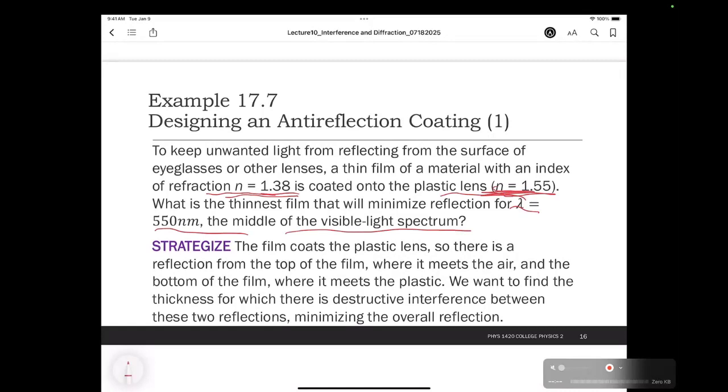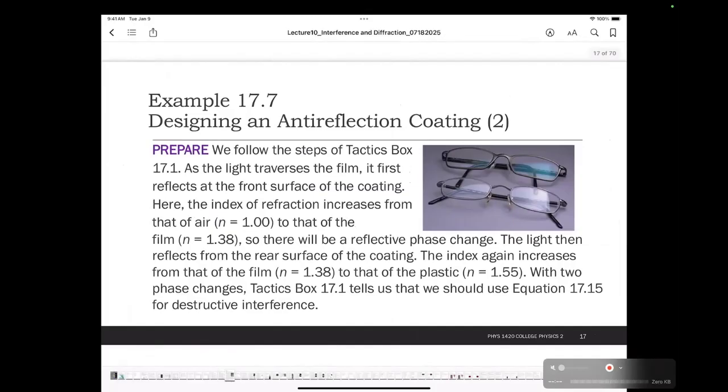Let's try to see the strategy. The film coats the plastic lens, so there is a reflection from the top of the film where it meets the air, and the bottom of the film where it meets the plastic. Yeah, we talked about that. We want to find the thickness for which there is destructive interference between these two reflections, minimizing the overall reflection. So, okay, let's prepare this. We follow the steps of tactics box 35.1.